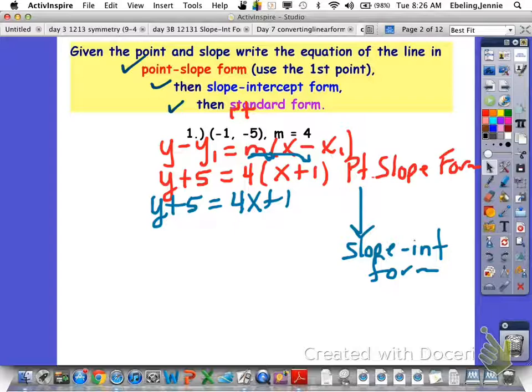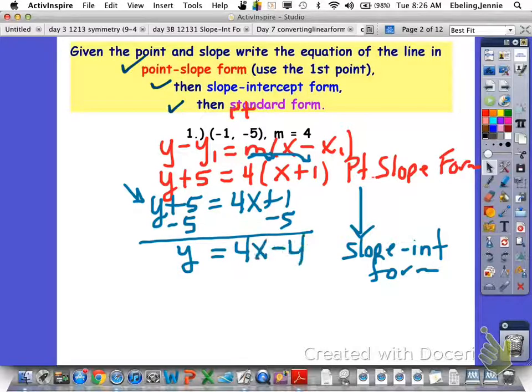Now I notice my y right here that I want by itself has this plus 5 with it. So what I'm going to do is subtract 5 from both sides, and I'm going to get y equals 4x minus 1, and now I have my slope-intercept form. The next form I want is that new form that we talked about, and that was standard form.